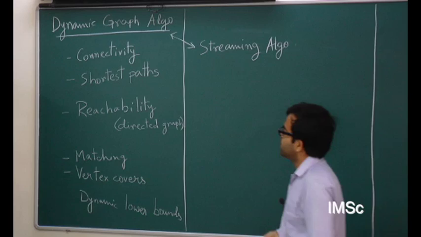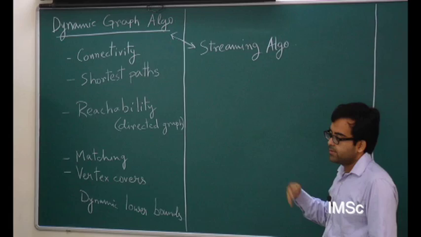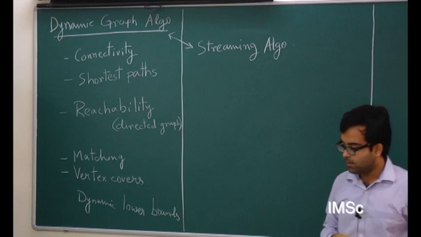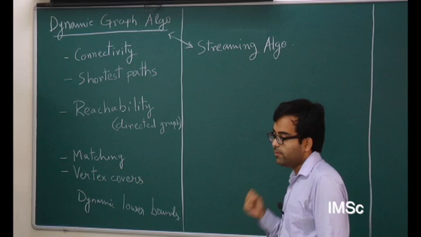Say, for example, I will start with connectivity. So, suppose there are two algorithms. One has an update time of log n, the other has an update time of log square n. But the log square n one is much simpler to explain. So, I will go with the simpler algorithm. Again, the thing is to highlight the main ideas, not give the latest, tightest result.